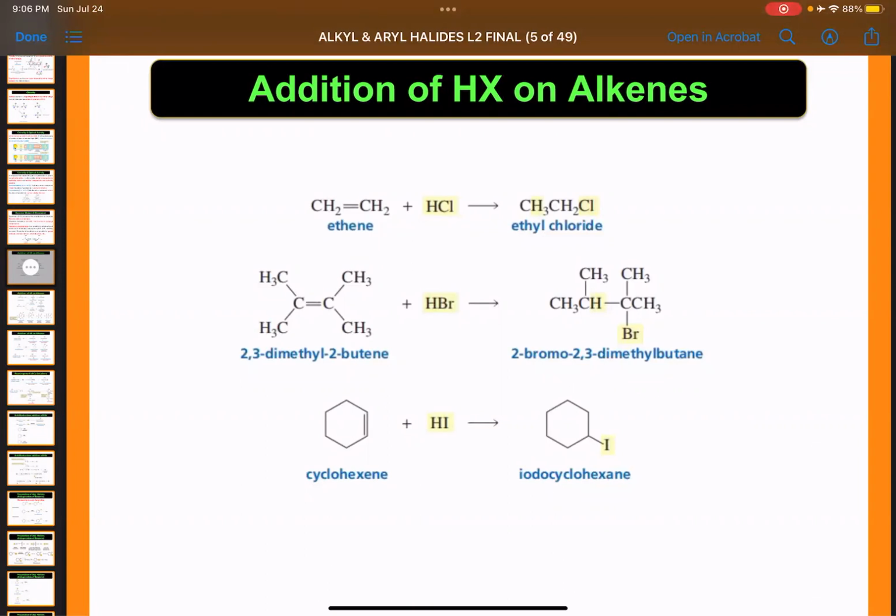So tell me what kind of addition it is. Is it electrophilic addition? Is it a nucleophilic addition? Is it a free radical addition?